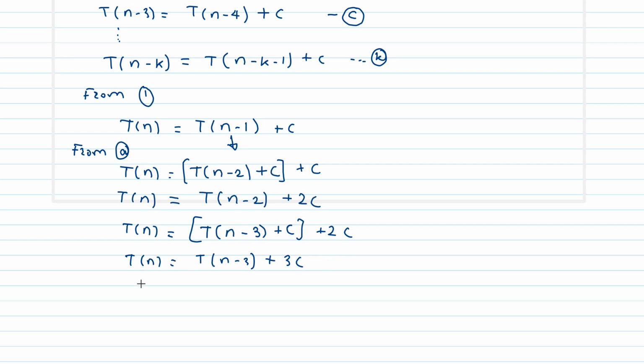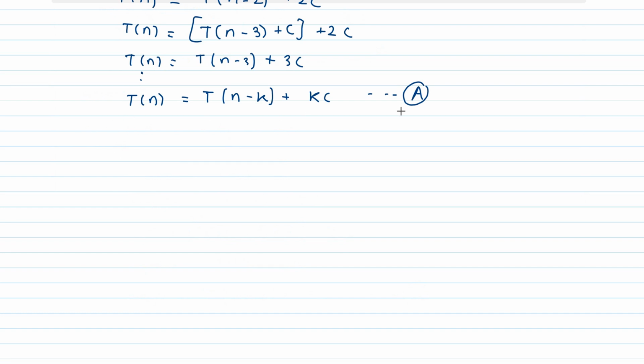So if I proceed the same way, I'll be reaching some point where T of n equals, I'll just be going for the T of n minus k case. T of n minus k plus k into c. This is our equation, I'll just write it now as capital A. So now we have obtained one equation of this form.